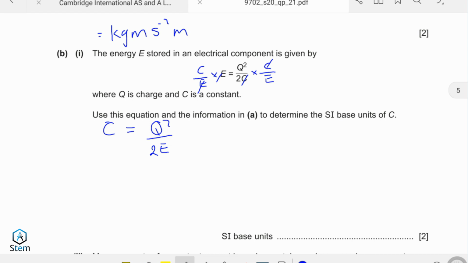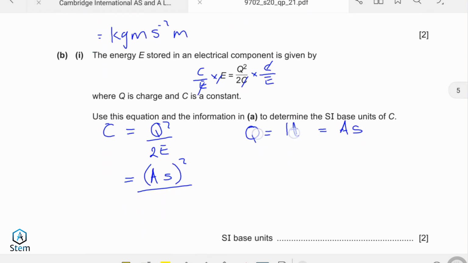For Q, let's determine the base units for Q, which is the charge. We can say Q is equal to current multiplied by time. The base unit for current is amps, multiplied by time, which is seconds. So Q squared is A multiplied by S, all squared, divided by 2, which does not have any units. Then E, we calculated the base units for E at the top. These were kg meter squared per second squared.